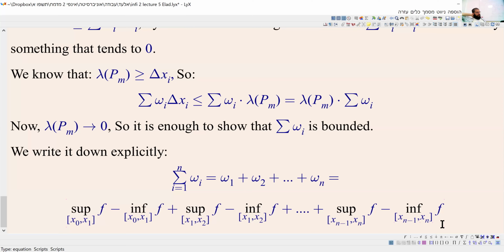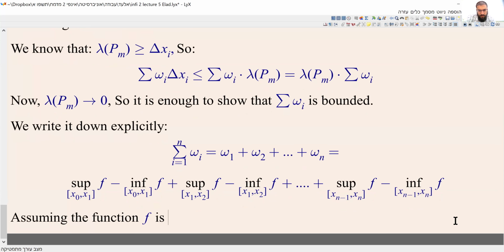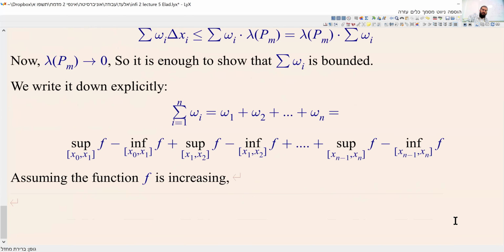And now, what can we say about a monotone function that we cannot generally say? Let's assume the function is increasing, okay? The proof for the decreasing case is the same. Assuming function f is increasing, we can say the following thing.